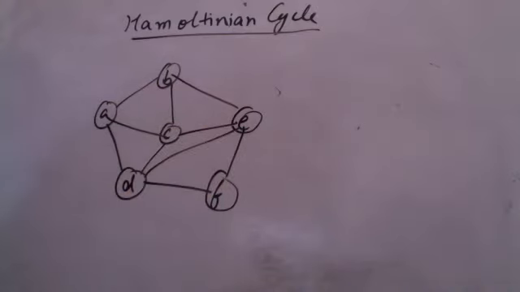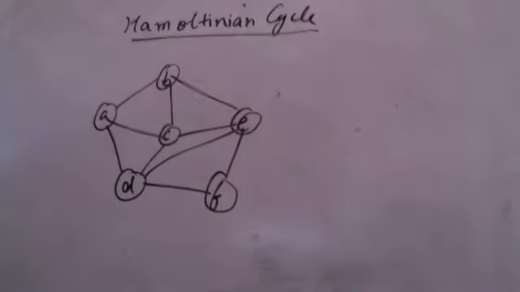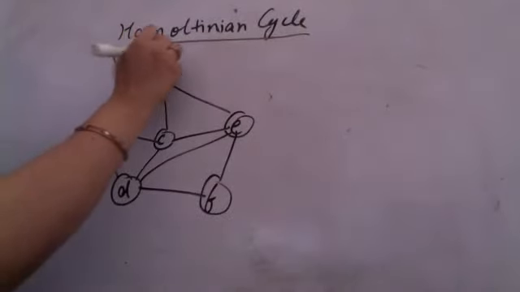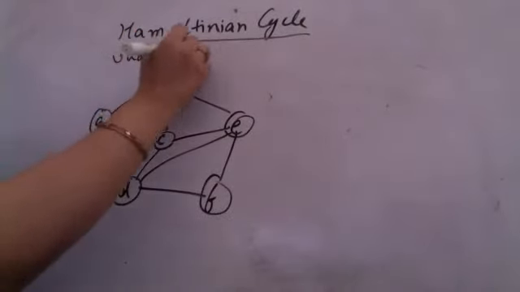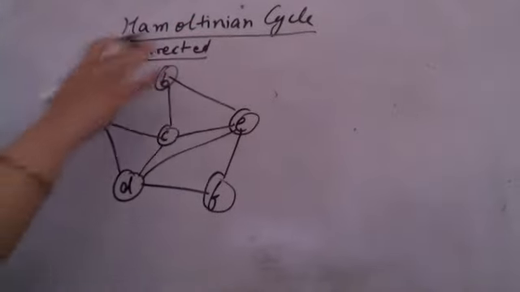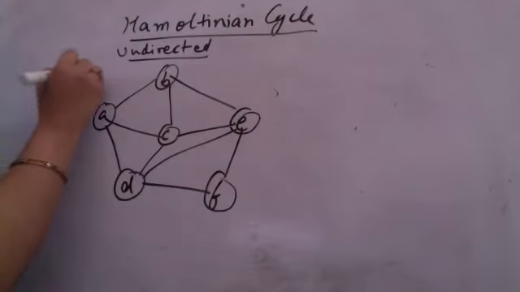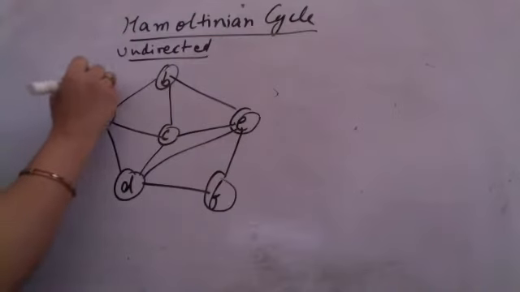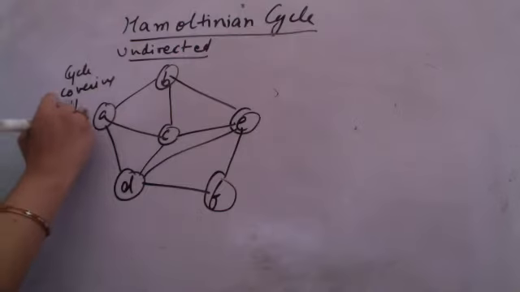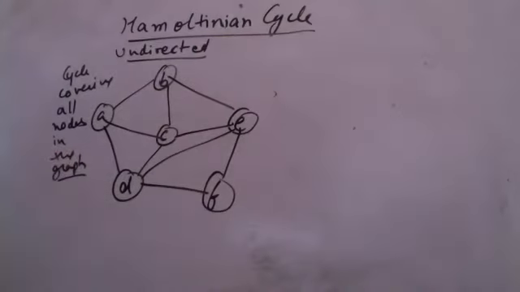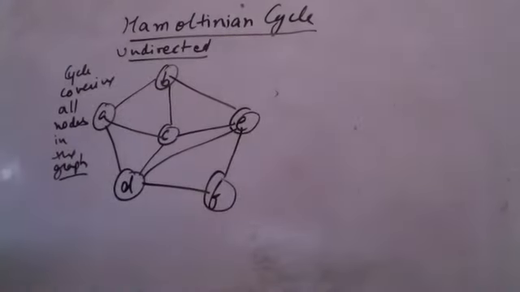Now, what do you mean by a Hamiltonian cycle? I'm talking about an undirected graph essentially over here. A Hamiltonian cycle is a simple cycle which is connecting all the vertices in the graph. A simple cycle covering all nodes in the graph. That is called a Hamiltonian cycle. Now, how do I find a Hamiltonian cycle? There might be a Hamiltonian cycle. There might not be any Hamiltonian cycle in a graph. How do I find such a cycle?